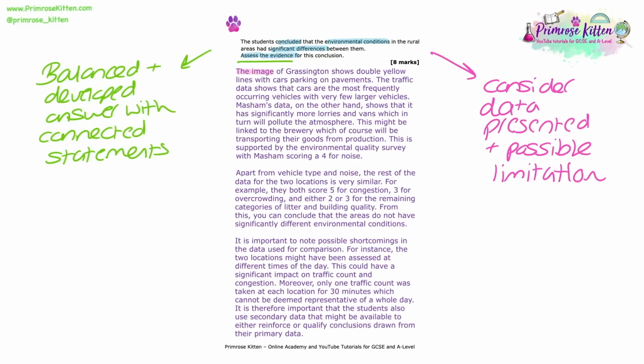The image of Grassington shows double yellow lines with cars parking on pavements. The traffic data shows that cars are the most frequently occurring vehicles, with very few larger vehicles. Masham's data, on the other hand, shows that it has significantly more lorries and vans, which in turn will pollute the atmosphere. This might be linked to the brewery, which of course will be transporting their goods from production. This is supported by the environmental quality survey, with Masham scoring a 4 for noise.